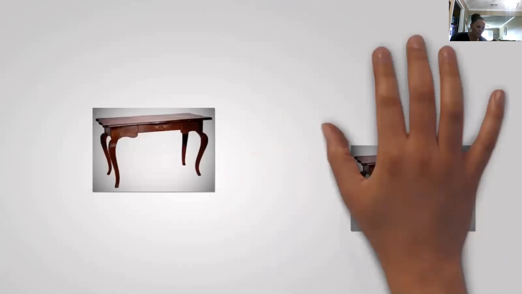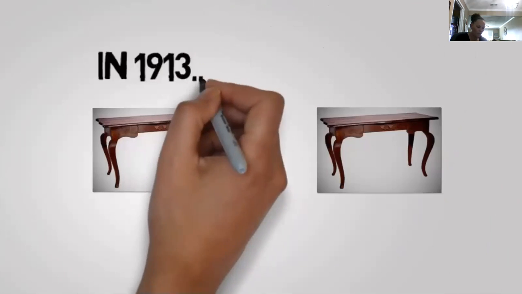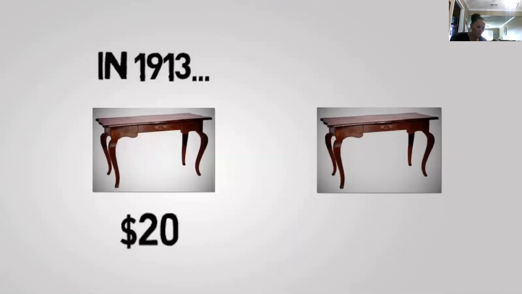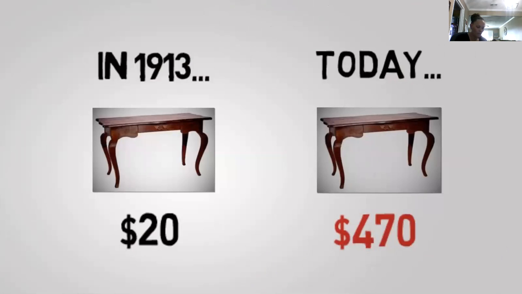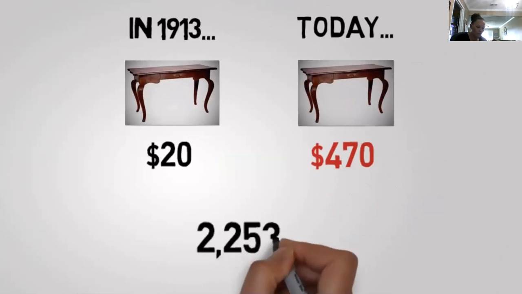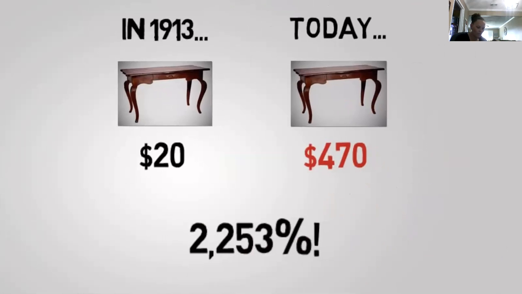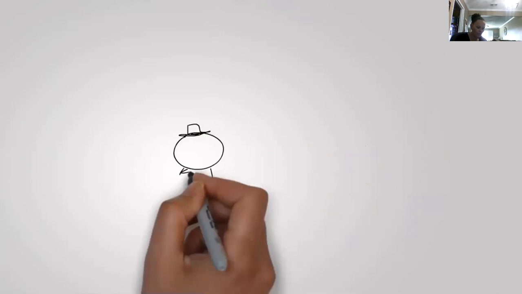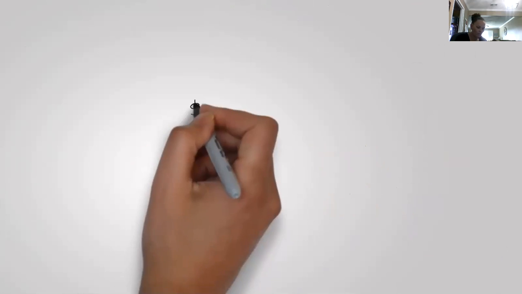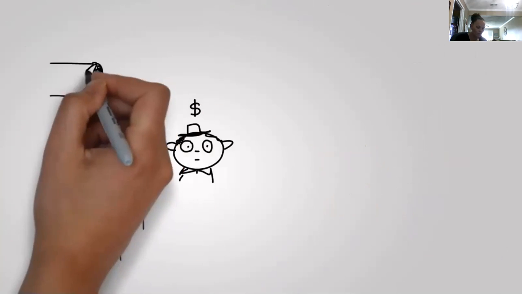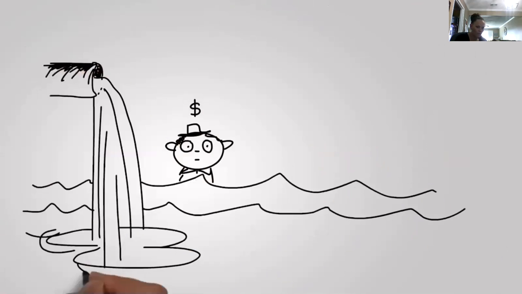Take a common household item like a table. In 1913, the price of a table was $20. Today, that same table would cost you $470. That's an increase of 2,253%. So if your assets are in danger of being overcome by the rapidly rising waters of inflation, what can you do? How can you get ahead?